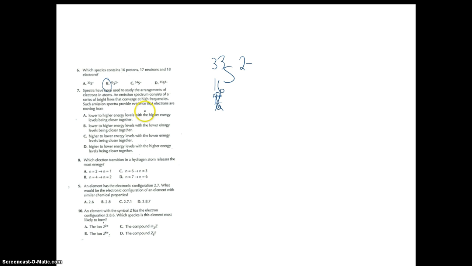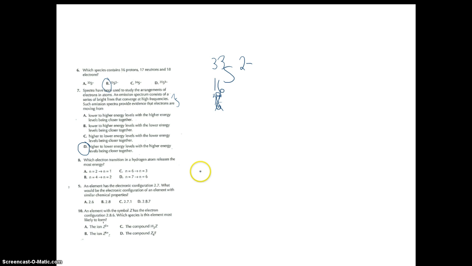Number 7 talks about emission spectra. And emission spectra are some of our big evidence that electrons move from higher energy to lower energy levels, with the energy levels being closer together when they're farther away from the nucleus. Ding, ding, ding. And it has to do with the frequencies of light emitted. D is our best answer there.